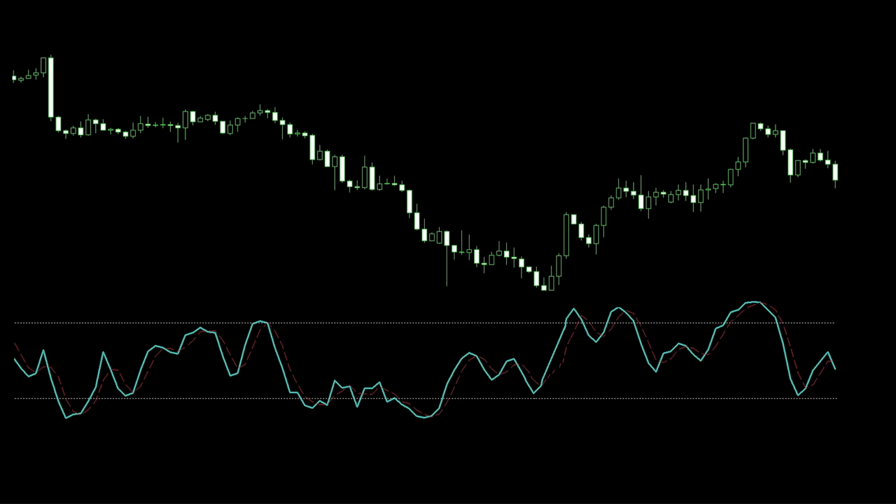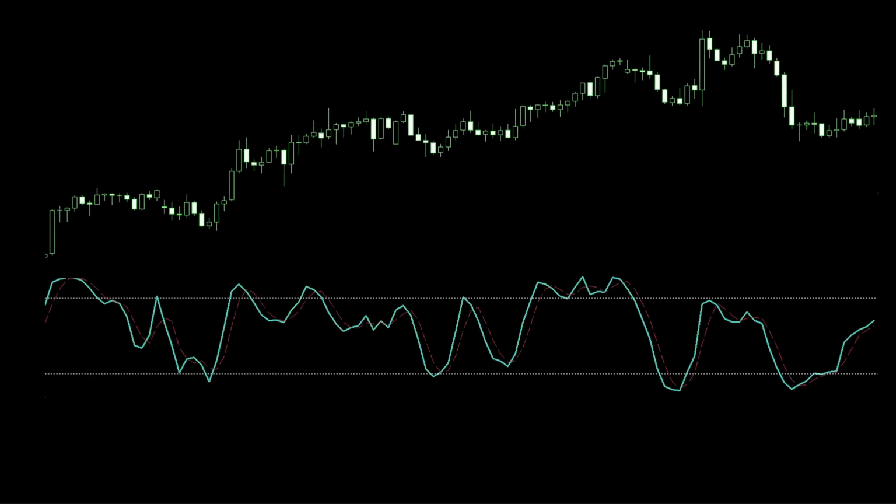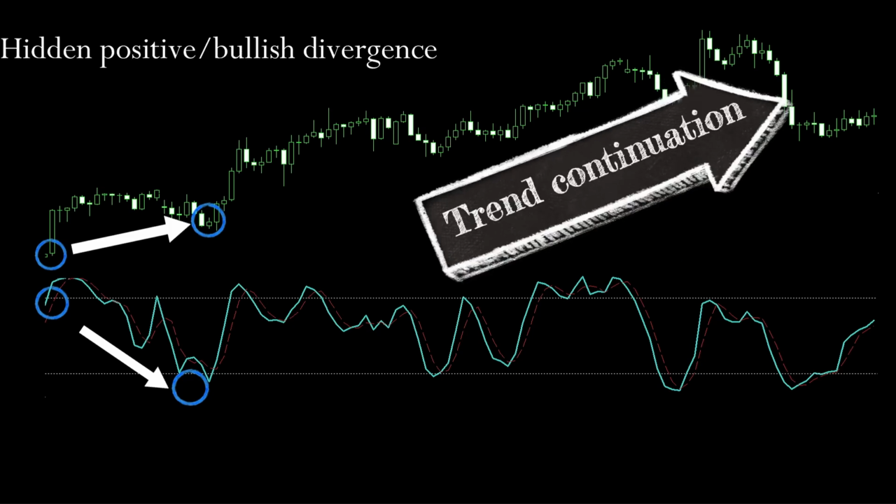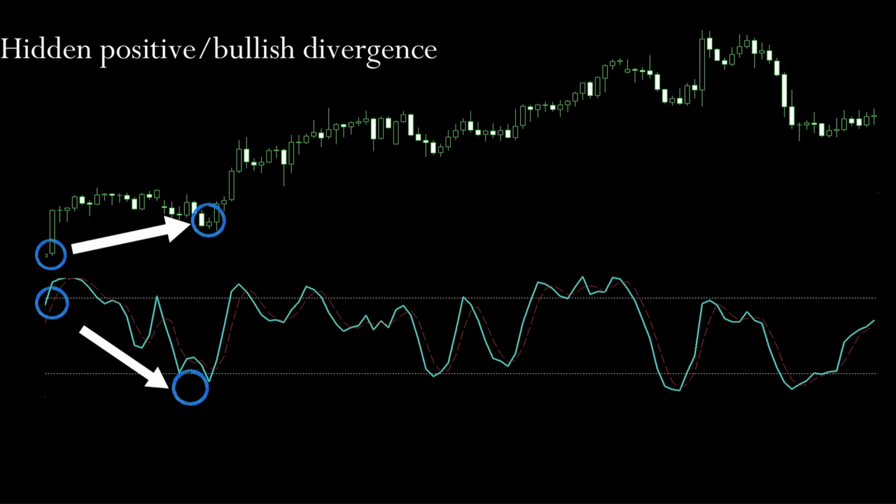We also have hidden bullish divergence, which can be seen when the market is in a very strong trend. Once the price makes a higher low and the oscillator makes a lower low, then we've got some hidden divergence. The reason it's called hidden is that it's been hiding inside the current trend.